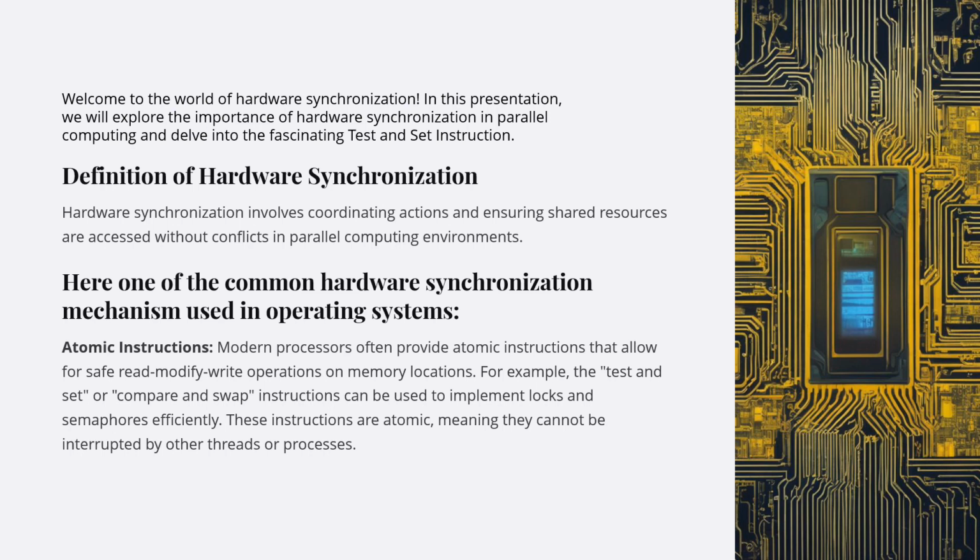Hardware synchronization involves the use of hardware level features and instructions to manage and control the concurrent access to shared resources, maintaining the integrity and consistency of data in a multiprocessing or multi-core computing environment. Here are some common hardware synchronization mechanisms used in operating system.